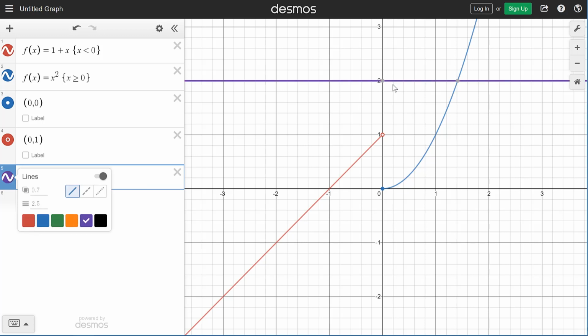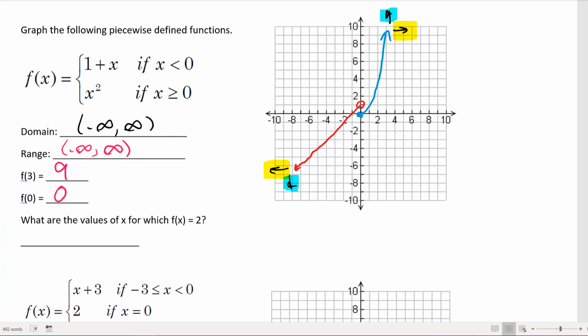Let's do purple, okay? So where does this purple line hit either my red or my blue? Well, right there, 1.414. So when I'm asked, what are the values of x for which f of x equals 2, I can write x equals 1.414.